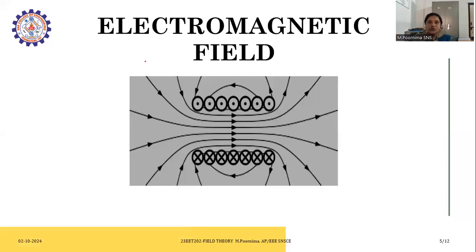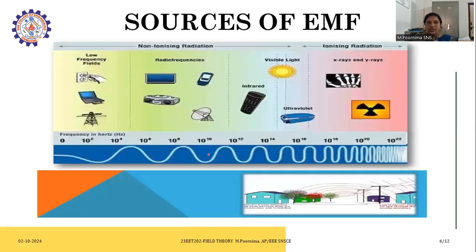Now, coming to the electromagnetic field. We can say the electromagnetic field is between the charges. There are positive charges and negative charges, and the region between the charges is an electromagnetic field. Here we can see the sources of EMF, the sources of electromagnetic field.